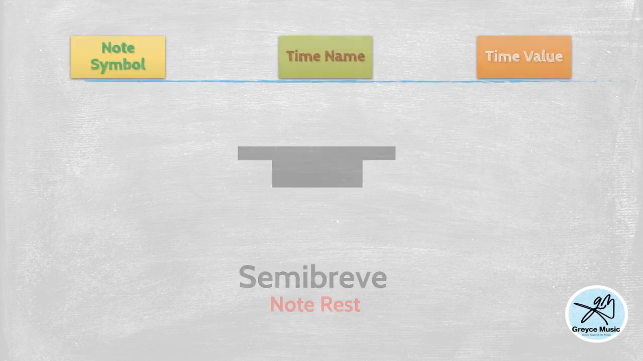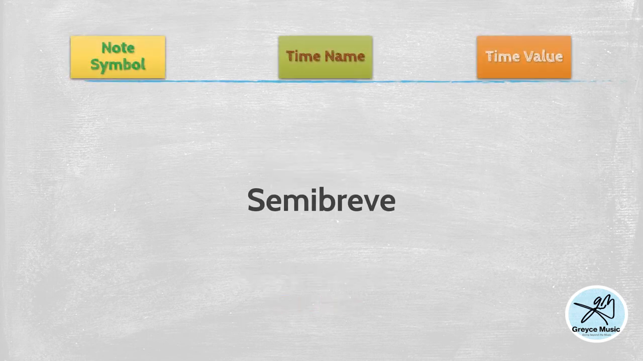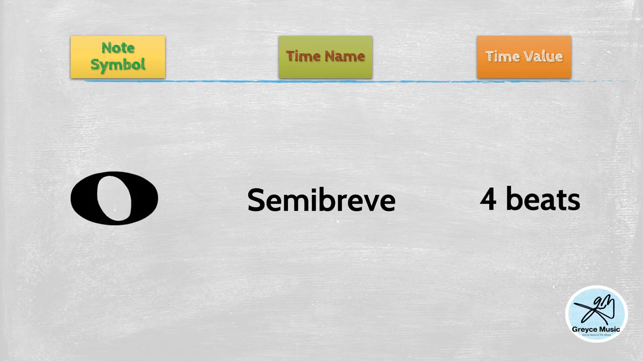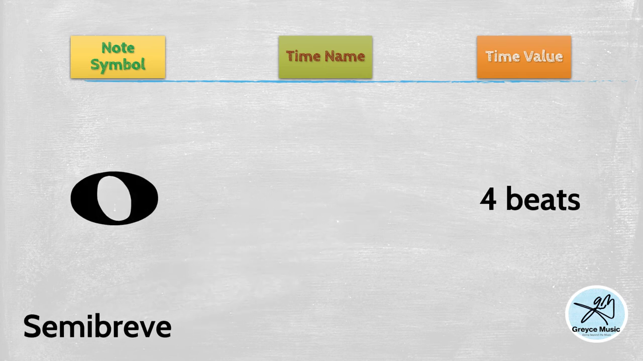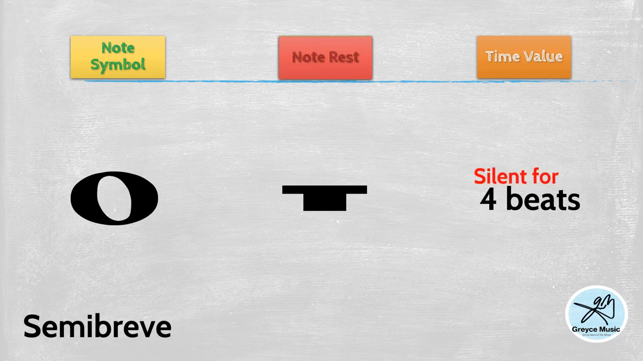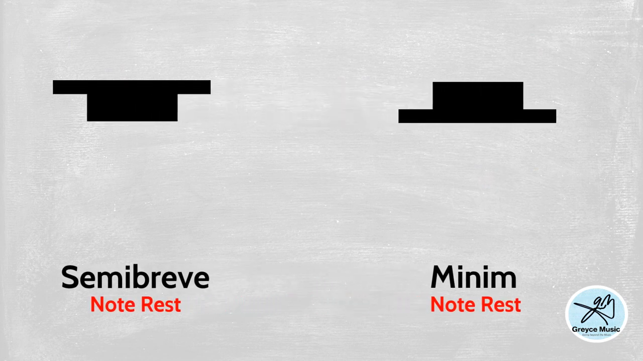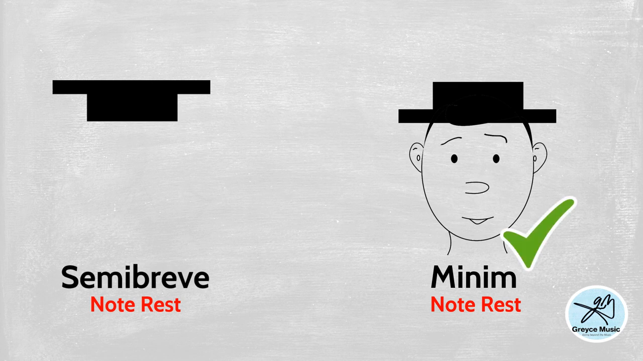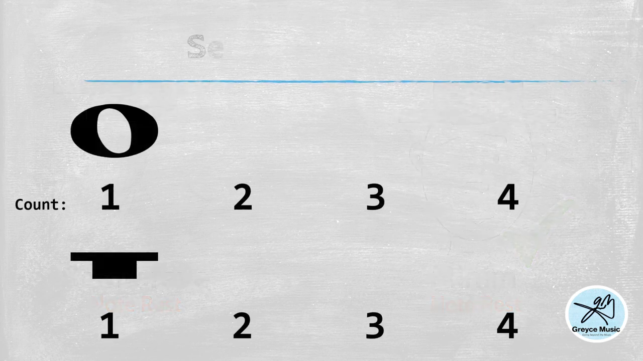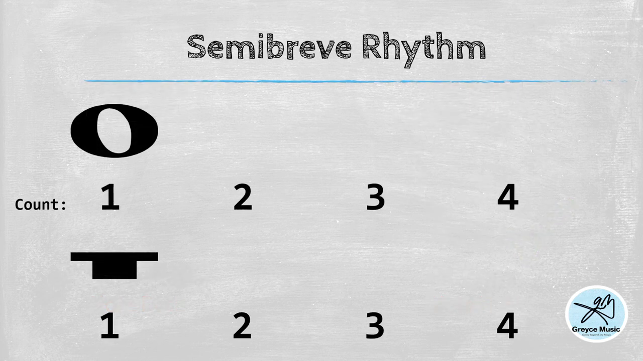Lastly, we have the semibreve. The semibreve lasts for four beats, and this is the semibreve symbol. This is the semibreve note rest. Both the semibreve and the minim note rest look very similar, so it's important to look very carefully when you're trying to read or even draw them. A good way to identify the minim note rest is to remember that it looks a little bit like a hat. Now, back to the semibreve rhythm. We'll have a semibreve note followed by a semibreve note rest.